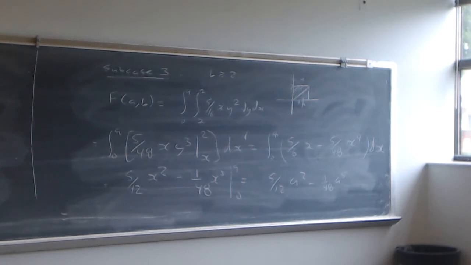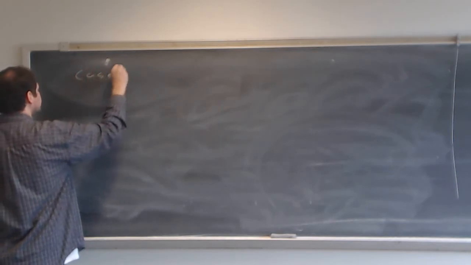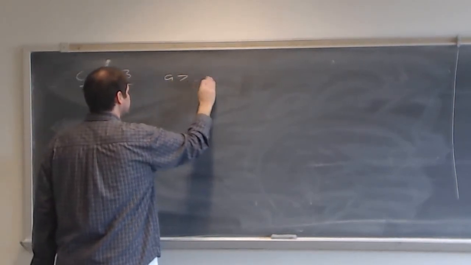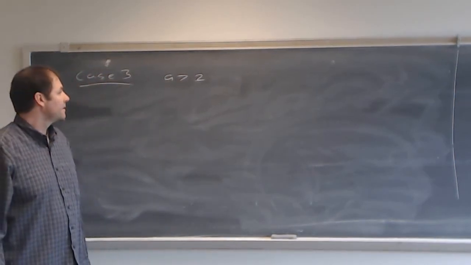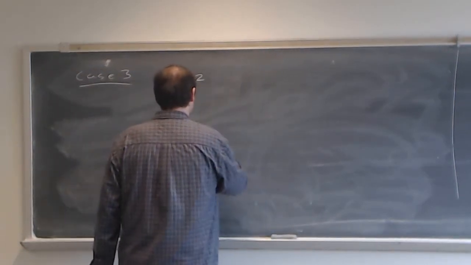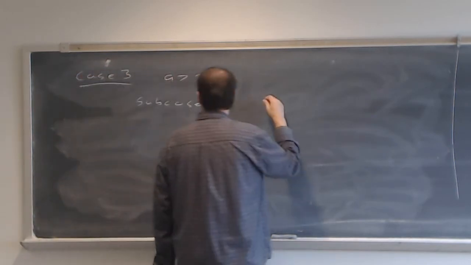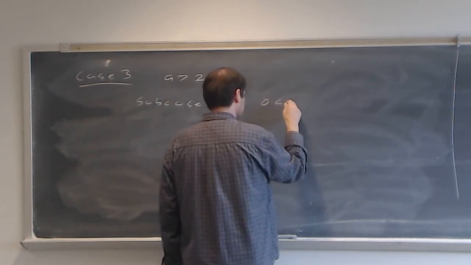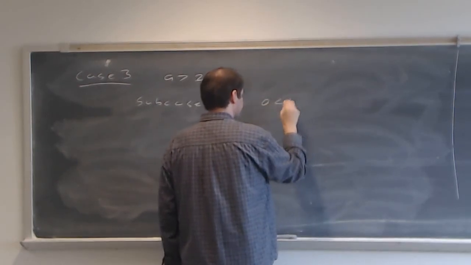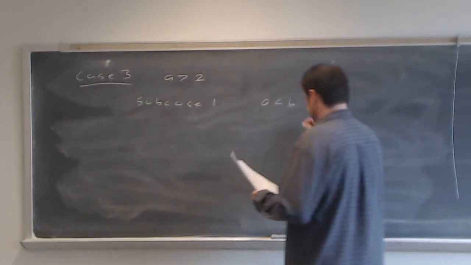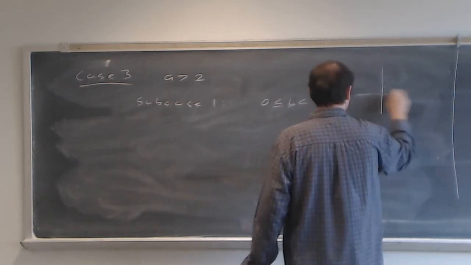This is the third case. Case 3: a is bigger than 2. Now, if a is bigger than 2, we're going to have subcases again. So here's subcase 1. It's where b is sandwiched in between 0 and 2. Okay, so here's our picture.